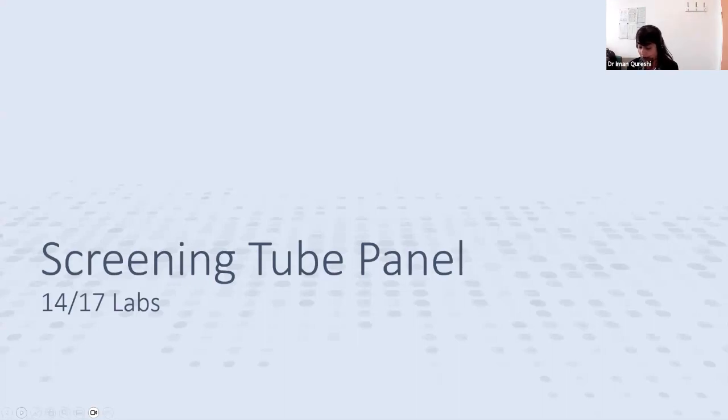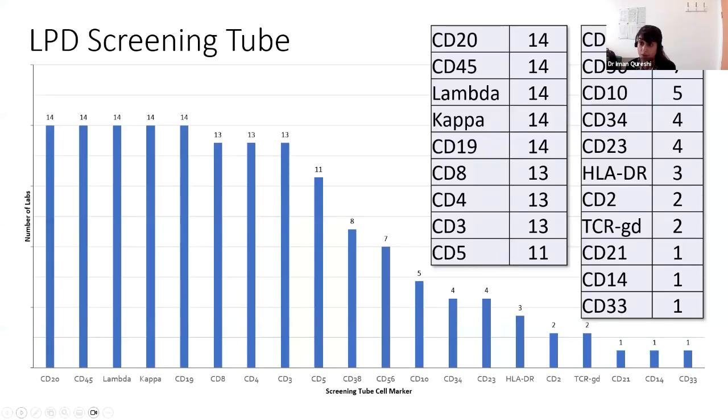So we had 14 labs participate in this, all of them within the UK, all NHS labs. And 14 of these labs out of 17 used a screening tube in their panel. And so what we wanted to know was, well, what is the composition of this?